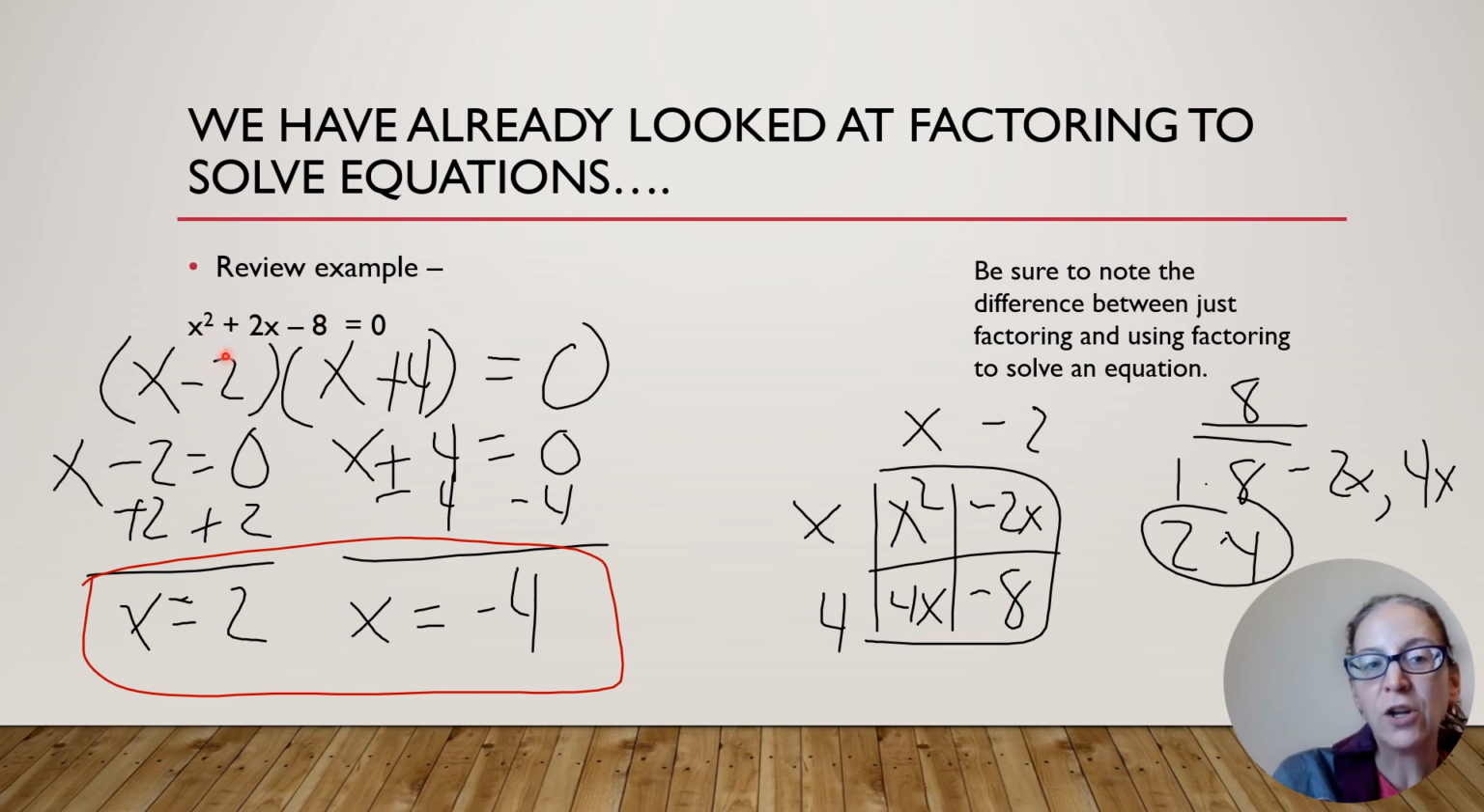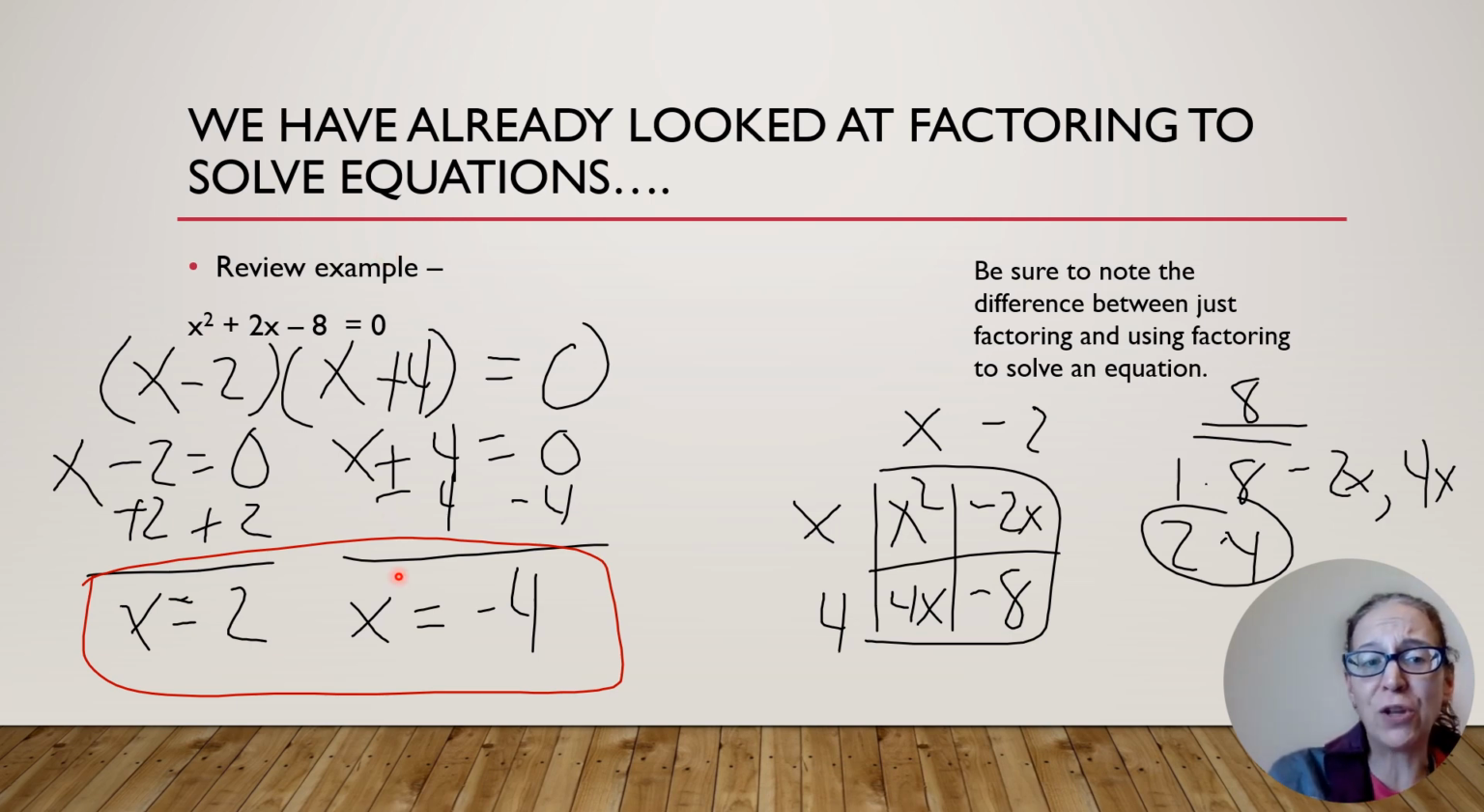If you plug a 2 in for x, you will get 0 equals 0. If you plug a -4 in for the x, you will get 0 equals 0. Both of those numbers will work to make the equation true, so you need to have both of them. And that is what we covered a couple lessons ago. Actually, the day that I'm recording this is the day that we covered that in class.